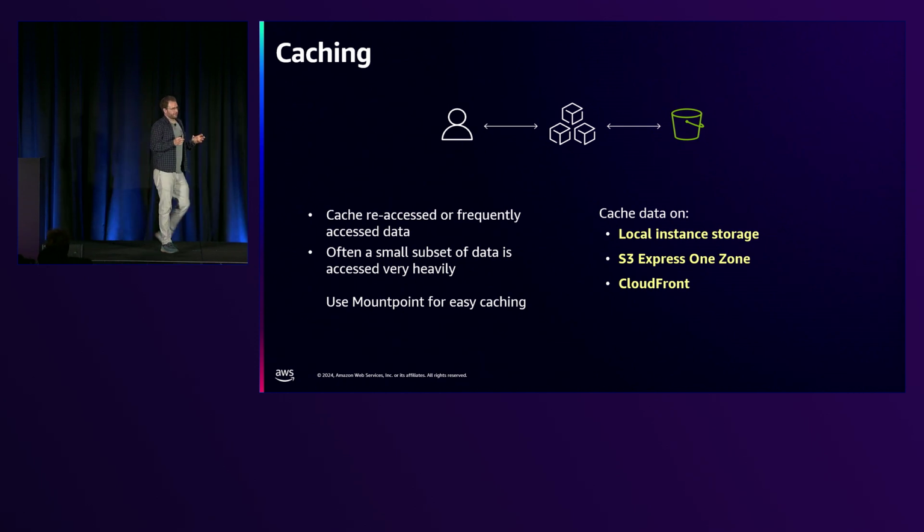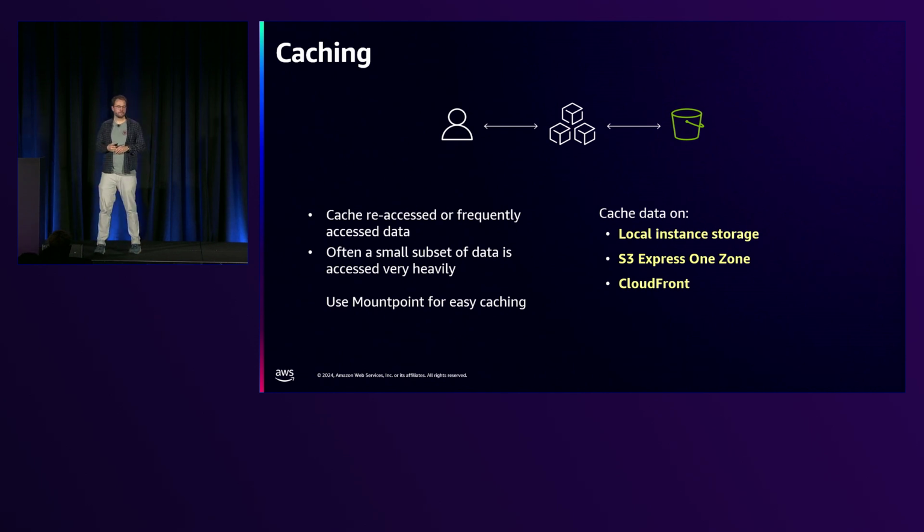So you can make use of that and cache this data, for instance, on your local storage, right? On your local instance storage. You can put that on S3 Express to make use of the better performance of Express. And Mount Point is one way of doing that because it gives you this caching ability out of the box. Another option is to use CloudFront because it will also provide you with a cache for frequently accessed data and speed up requests.